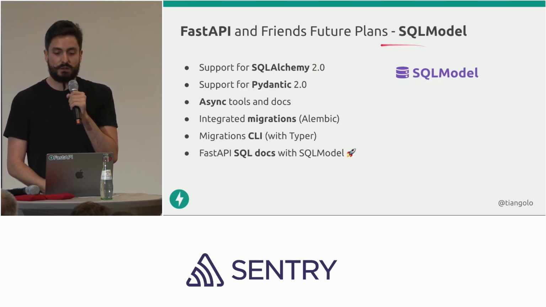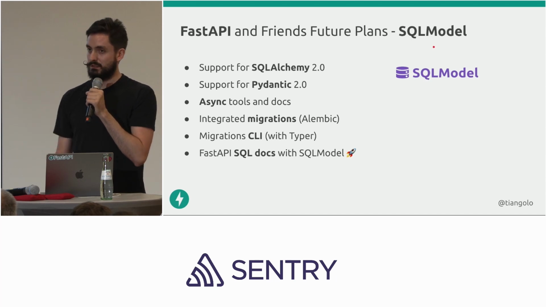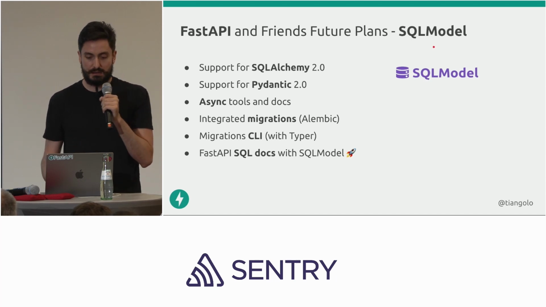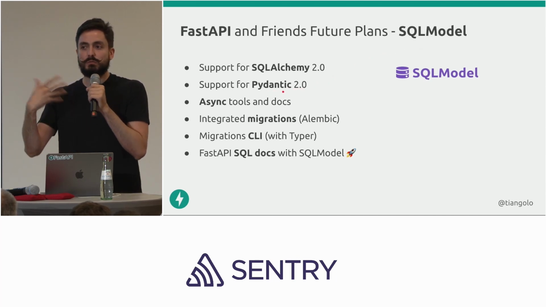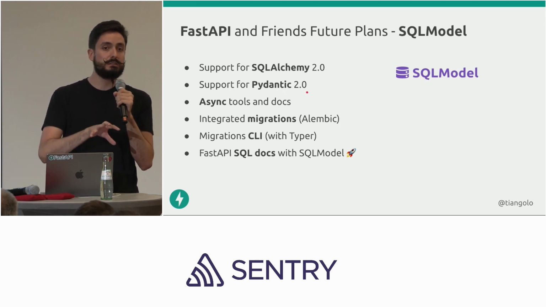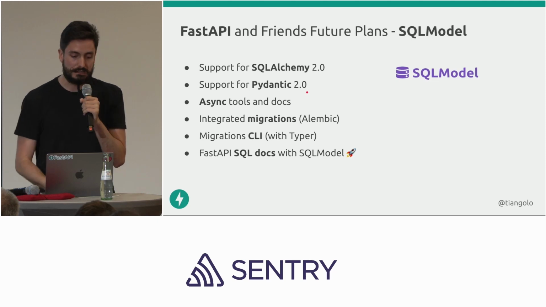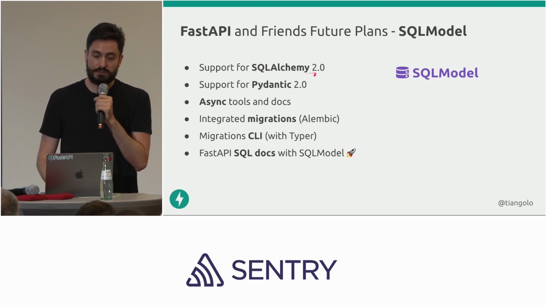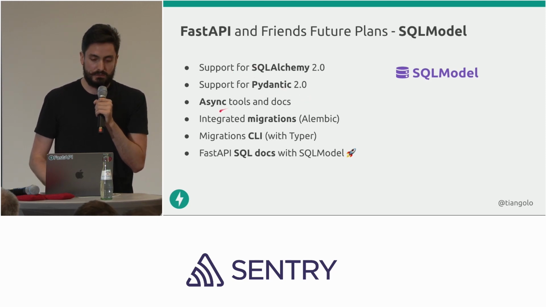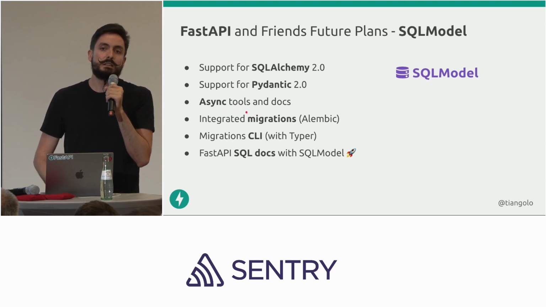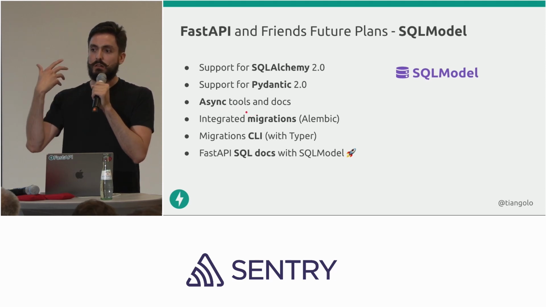Some of the other feature plans, because SQLModel is quite connected to FastAPI. It was made for FastAPI and is based on Pydantic just to be able to use it with FastAPI. FastAPI doesn't depend on SQLModel, and SQLModel doesn't depend on FastAPI, but it's made to be very easily integrated. So it's going to have support for SQLAlchemy 2 and Pydantic 2. It's going to have async tools and docs. Actually, there's a bunch of code that is already there and that you can already use, but it's not in the docs yet.